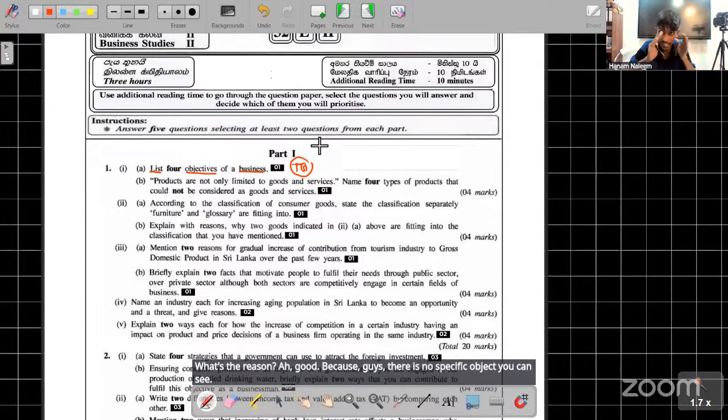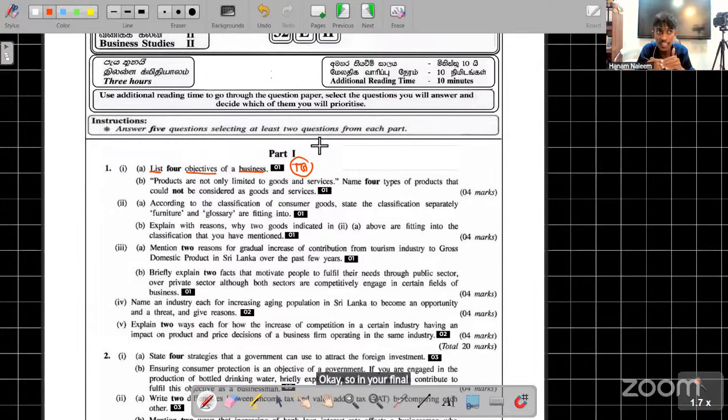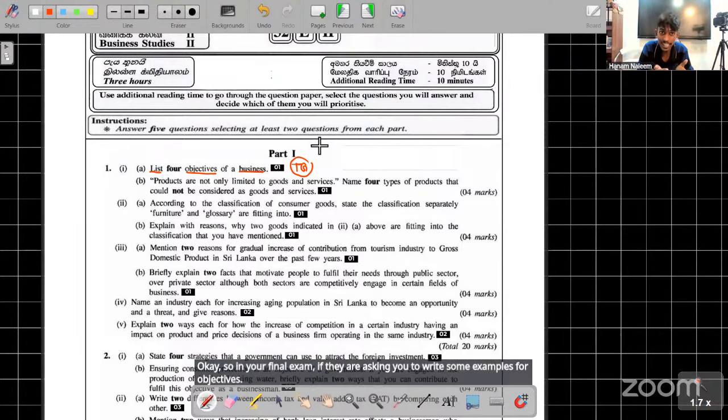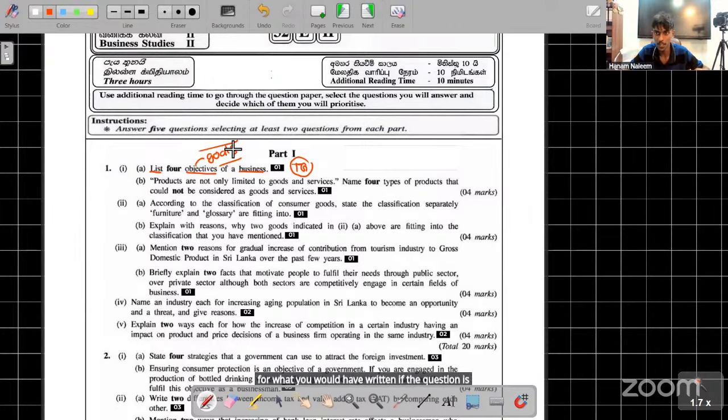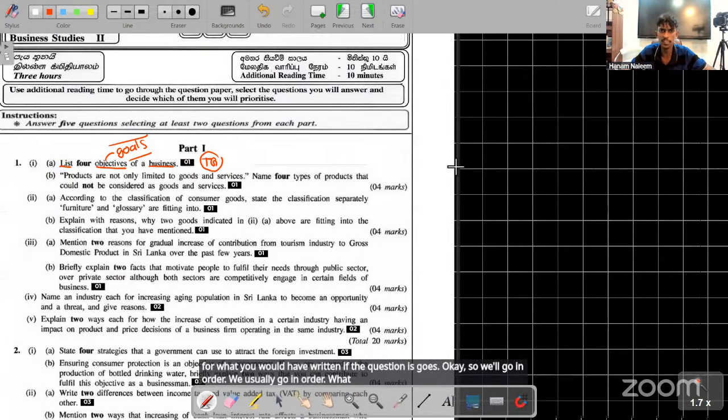So in your final exam, if they are asking you to write some examples for objectives, you can write the examples of goals. Both are treated the same, but practically, remember goals and objectives are not the same. So here you can write the same answer you would have written if the question was about goals. Okay, we'll go in order. We usually go in order. What's the main goal of a business? The most important goal of a business. What's that?